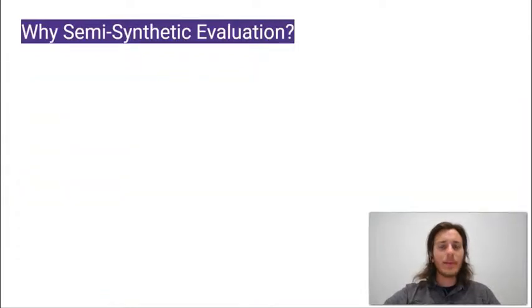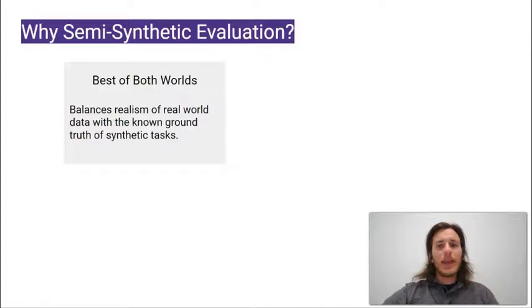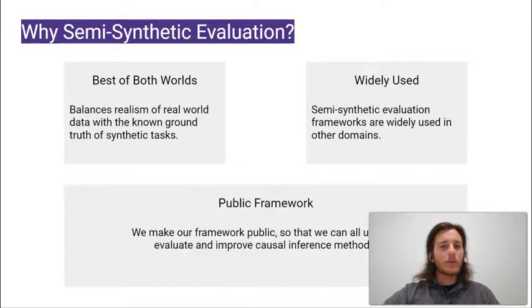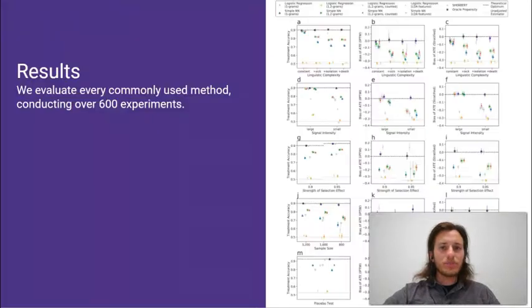So why do we use semi-synthetic evaluation for our framework? 2 reasons. First, it combines the best of both worlds. We get the realism of real-world data with the known ground truth of synthetic tasks. And second, semi-synthetic evaluation is widely used in other domains. Here, we contribute the first evaluation framework specifically for use with text data like you'd find on social media platforms. And we make our framework public, along with the code to use it, so that we can all evaluate and improve our causal inference methods.